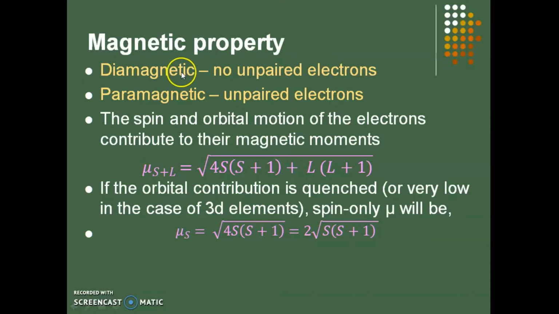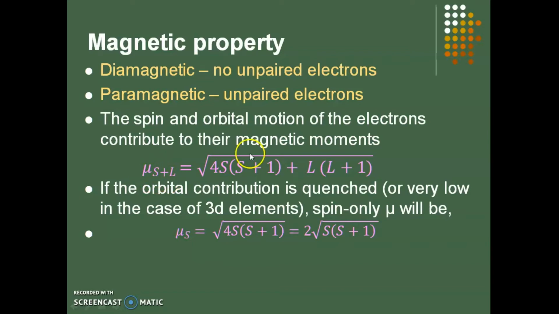The first one is diamagnetism, where there is no presence of unpaired electrons, whereas in a paramagnetic material there will be presence of unpaired electrons. The spin and the orbital motion of the electrons contribute to their magnetic moments. Magnetic moment is usually expressed in Bohr magneton.